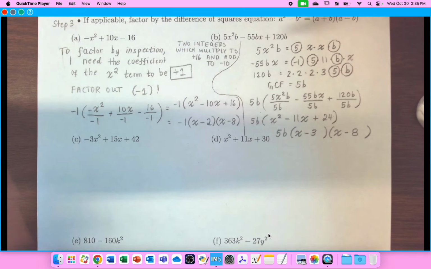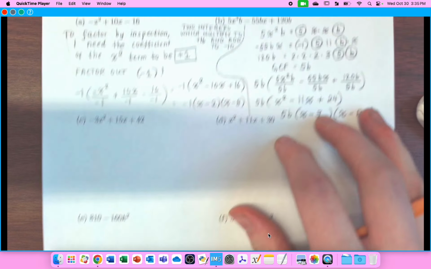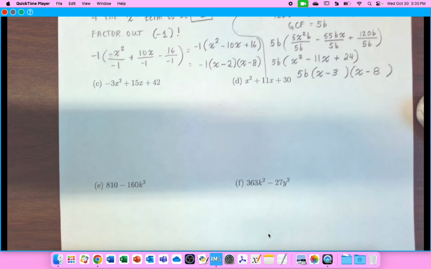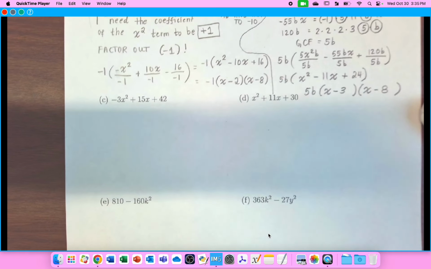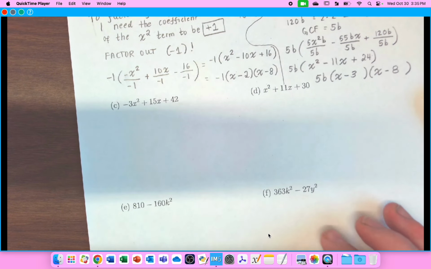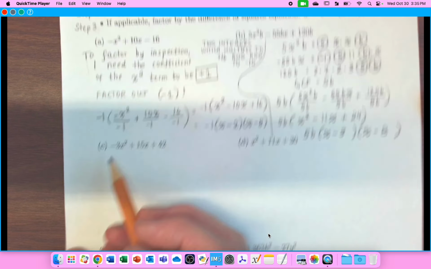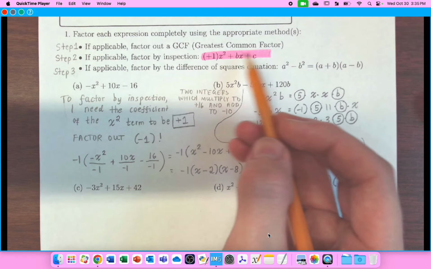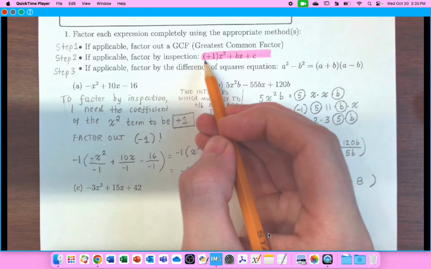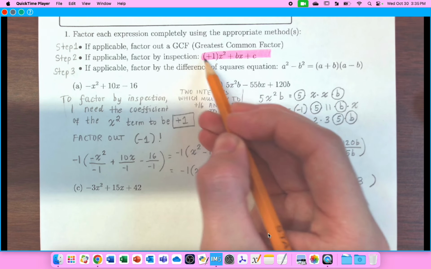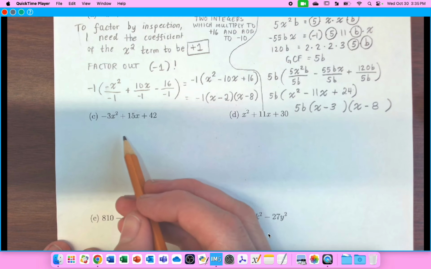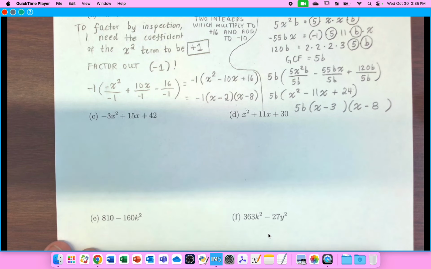Here we can, basically, it's like this light is a little weird. That's fine. So I don't have my little trinomial that I want. I want the coefficient to be positive 1. I know I need to factor out a greatest common factor here.